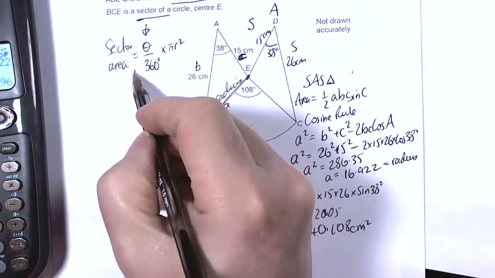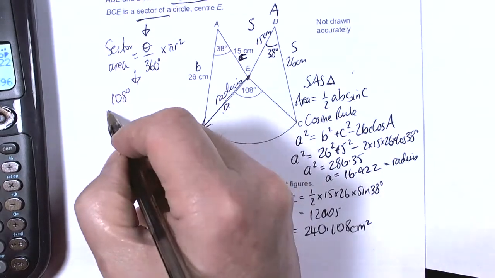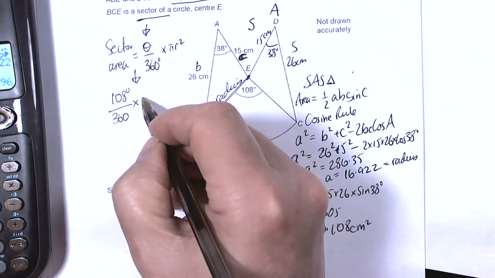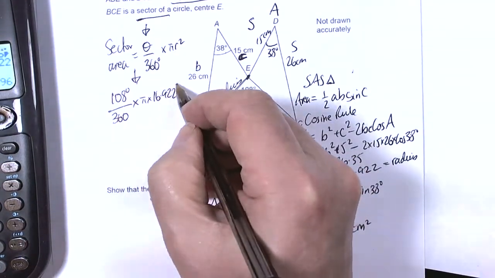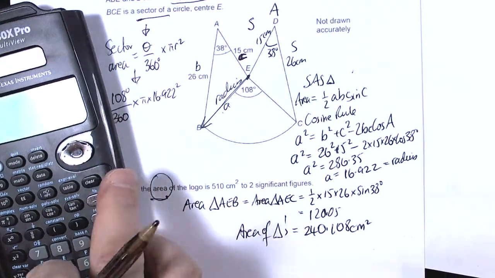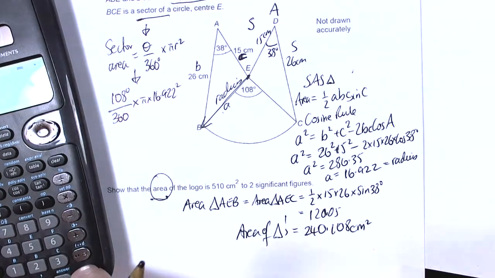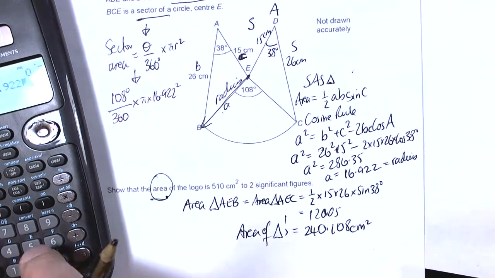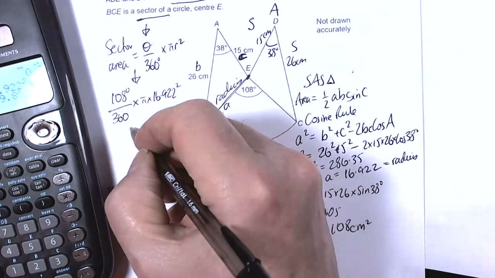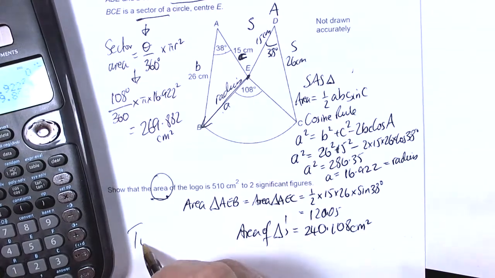And then we can use this formula to calculate the sector area. So we know the angle in the sector is 108 degrees, we're dividing by 360, we're timesing by pi, and we're timesing by 16.922 squared. So we've got 108 divided by 360 times pi times 16.922 squared. Okay, so that equals 269.882 square centimetres.